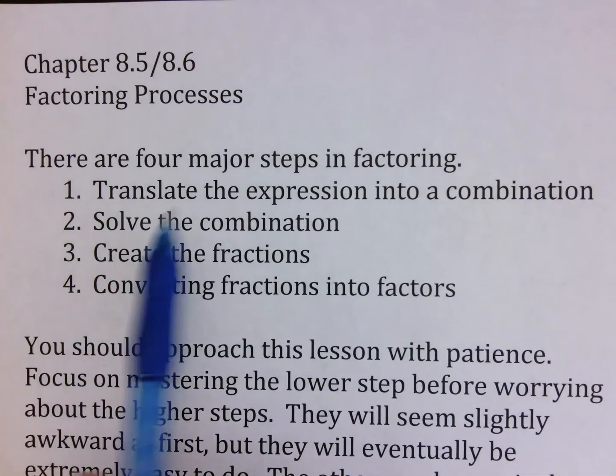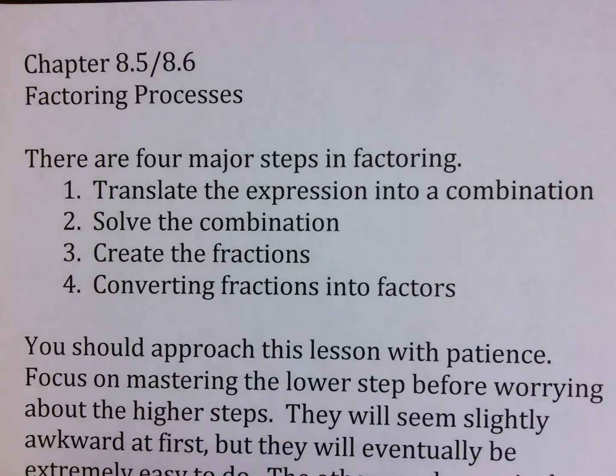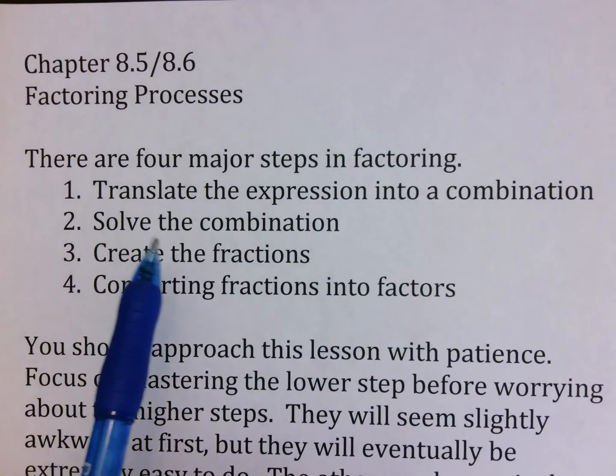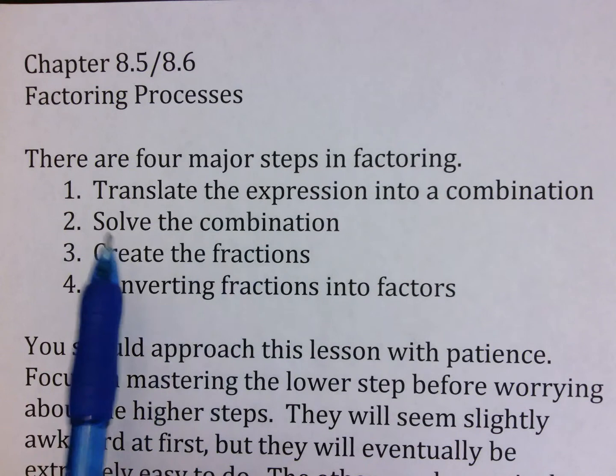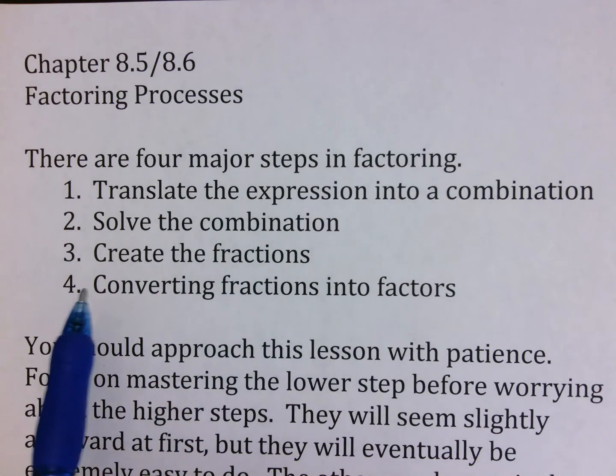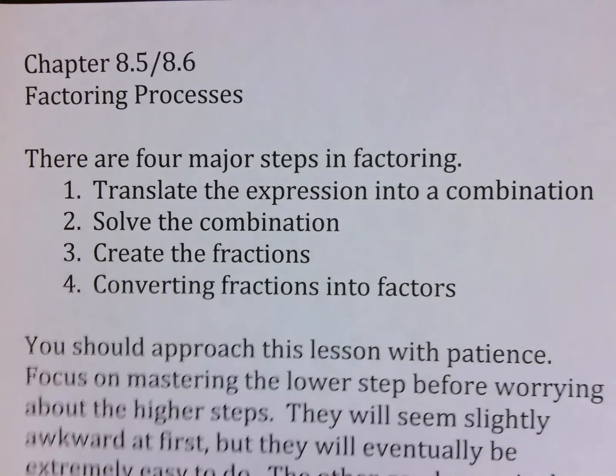The first step is to translate the expression we have into what we call a combination. The second step is to actually solve the combination. The third step is to take the numbers from the combination and create two fractions. And then the fourth step is to convert those fractions into factors.